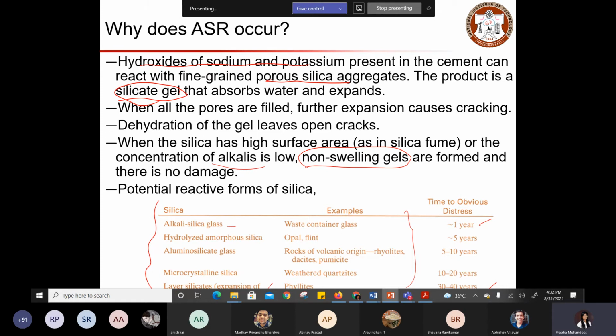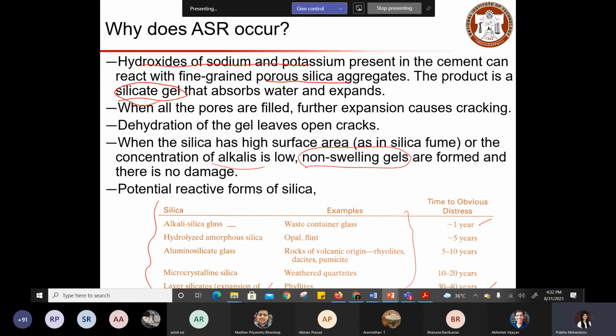So what are the ways to reduce it? When the silica content in the matrix is increased, especially in the form of silica fume, when you use silica fume with your cement, that has high surface area, and the concentration of alkalis will get lower. In such cases, you will observe non-swelling gel formations. When you have something that is not expansive, that is not going to harm your concrete. But when you have something that is going to expand in your hardened concrete, that is the problem. When you have such non-swelling gels, then that will not induce any damage to your concrete. So this is one of the solutions that you can use for ASR condition.